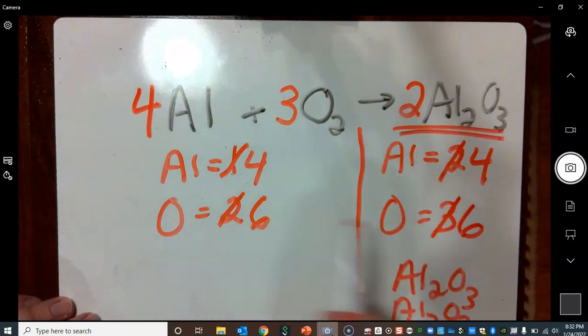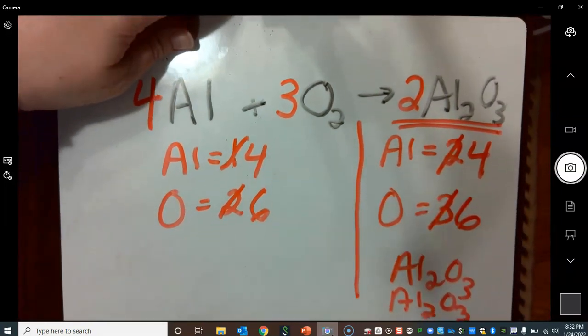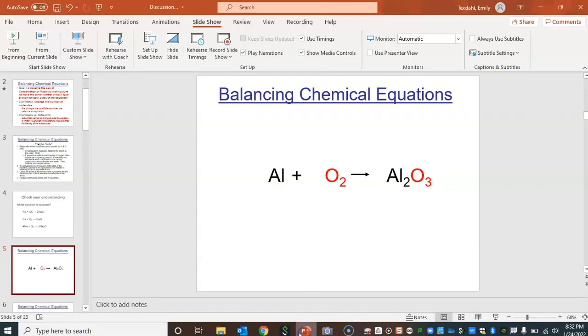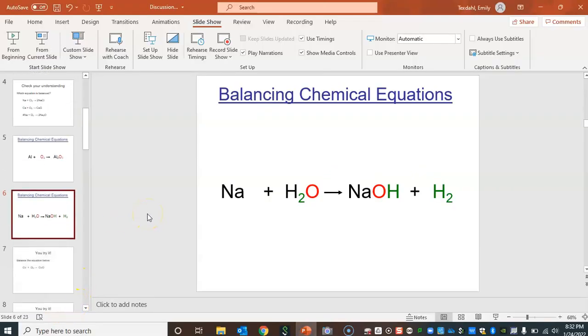Now, you don't have to do this inventory. I find that a lot of people like this, particularly as they're getting more comfortable with balancing equations, but if you feel comfortable without it, it's certainly not required. All right, so the next example, I believe, is the sodium one.